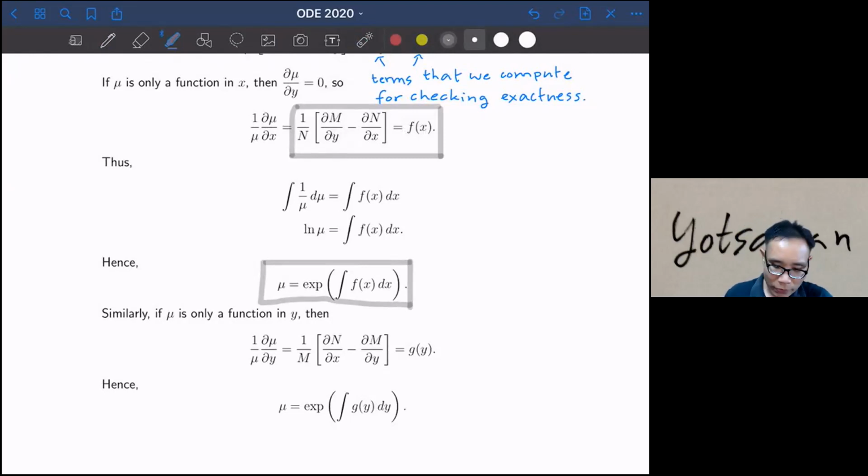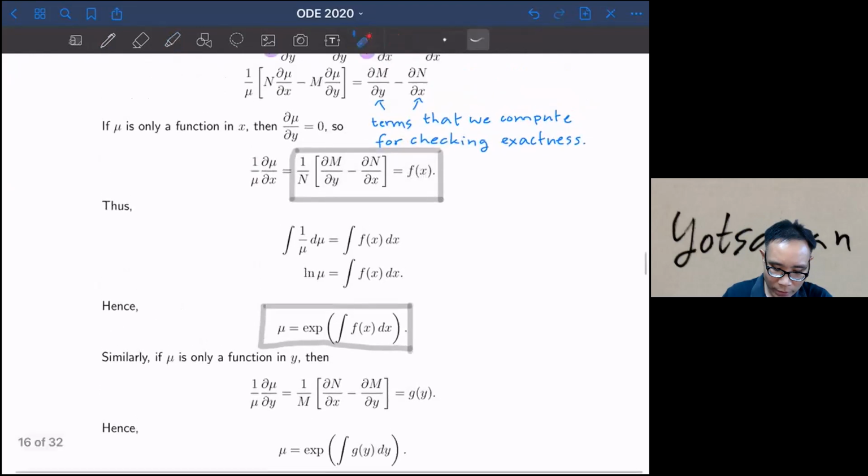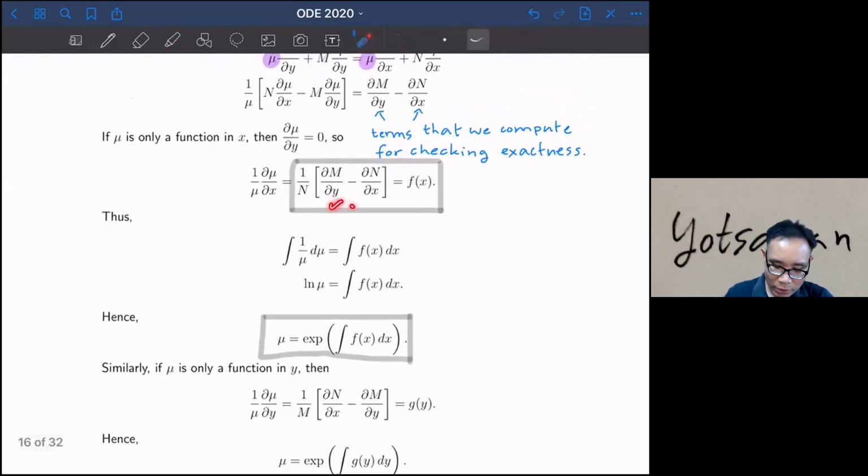Another way to get mu, if this term turns out to be complicated, which I will show you in the last example, is another choice: this term turned out to be 0 instead. So you'll be able to find it in terms of d mu over dy.